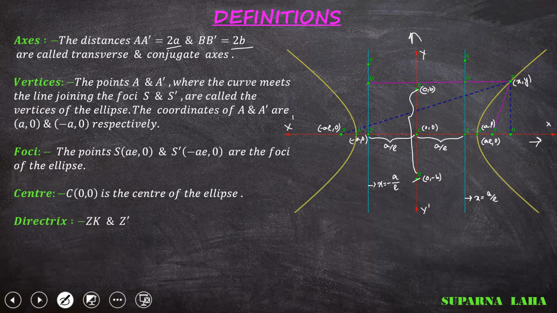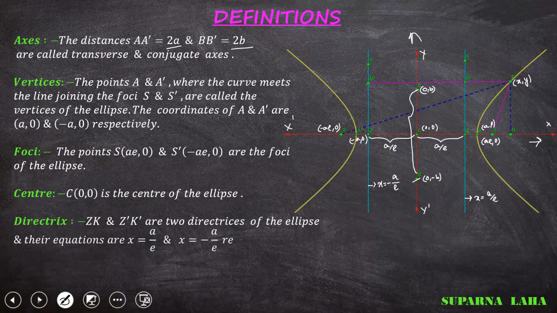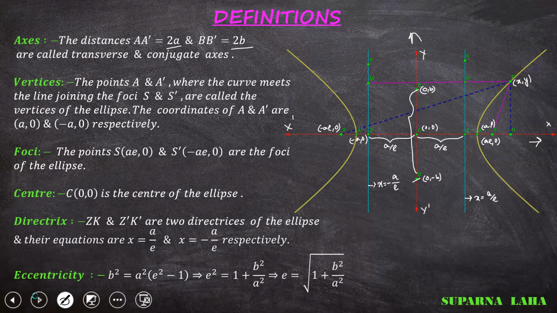And the equation of the directrices is very easy. x equals plus minus a by e, that is ZK is x equals a by e, and Z dash K dash is given by x equals minus a by e. This is the equation of the directrices. Next, eccentricity. Now we already established the value of e, that is equal to under root 1 plus b square upon a square, which is greater than 1. So this is the condition for the hyperbola.